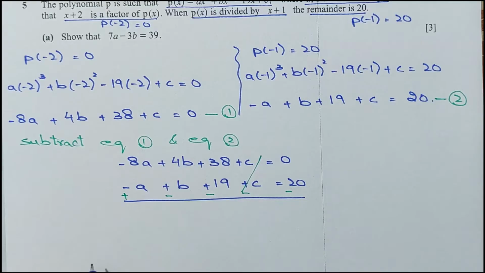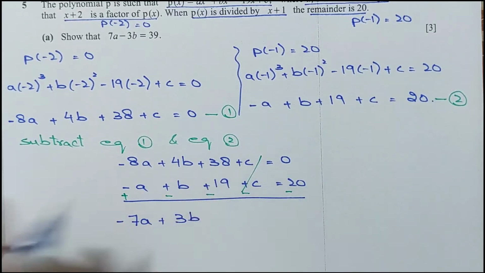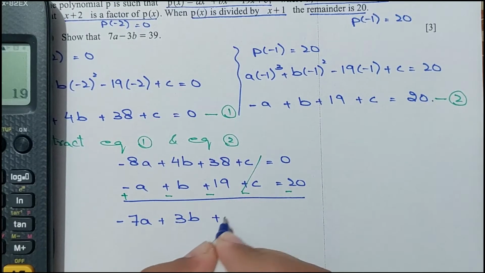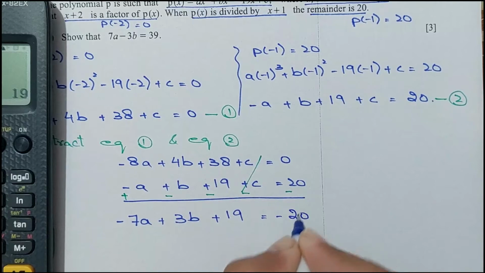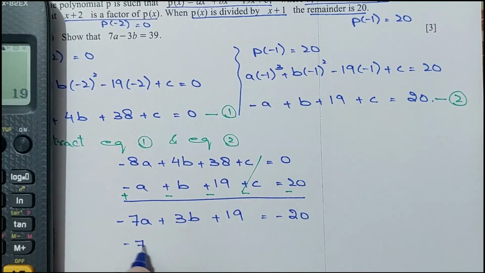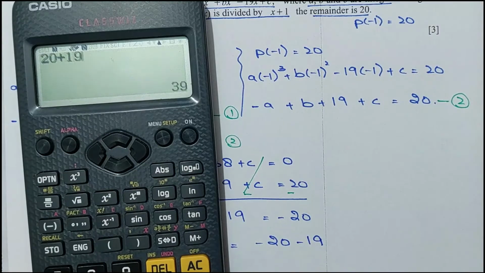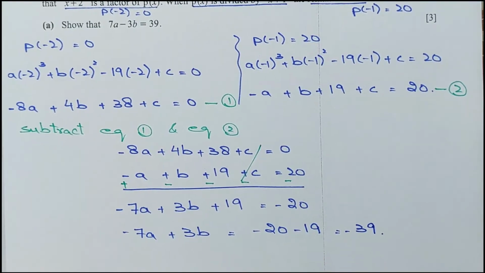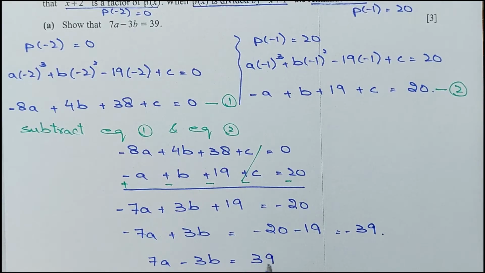So minus 8a and plus a would be minus 7a. 4b and minus b would be plus 3b. And these two, 38 and 19, 38 minus 19 is positive 19. This is negative 20. So minus 7a plus 3b equals minus 20 and minus 19. So 20 plus 19 is 39. This is minus 39. Let me take the negative sign common throughout the equation. So this is 7a minus 3b equals 39. So it is proved.